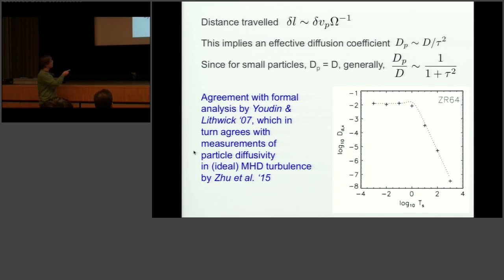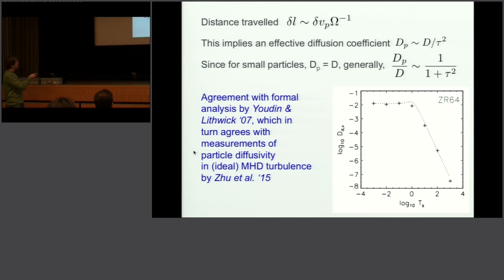Now we've already said that for small particles, the particle diffusion coefficient would just be the same as the gas diffusion coefficient. So if we interpolate between those two regimes, you would generally expect that the ratio of the particle diffusion to the gas diffusion will be something like 1 over 1 plus tau squared. Very small particles will be bounced around in the turbulence just as if they were gas molecules. Once they get larger than tau of 1, they rather rapidly decouple from the turbulence. They're still being buffeted by the turbulence, but their inertia basically prevents them from actually diffusing very fast.